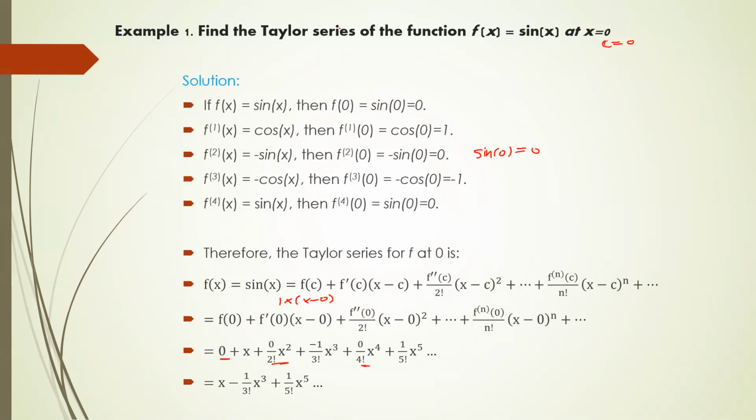So we found that sin x, this function, can be represented as x minus 1 divided by factorial of 3 times x to the 3, plus 1 divided by factorial of 5 times x to the 5. So this is also a power series. So this is the second example.